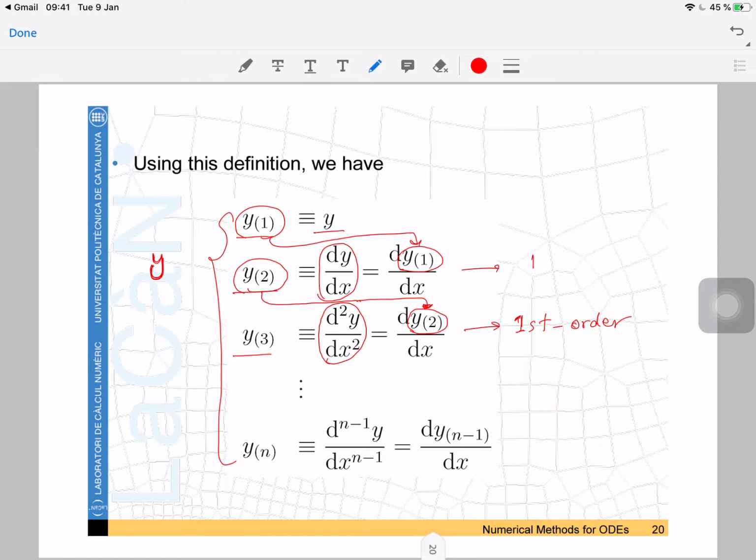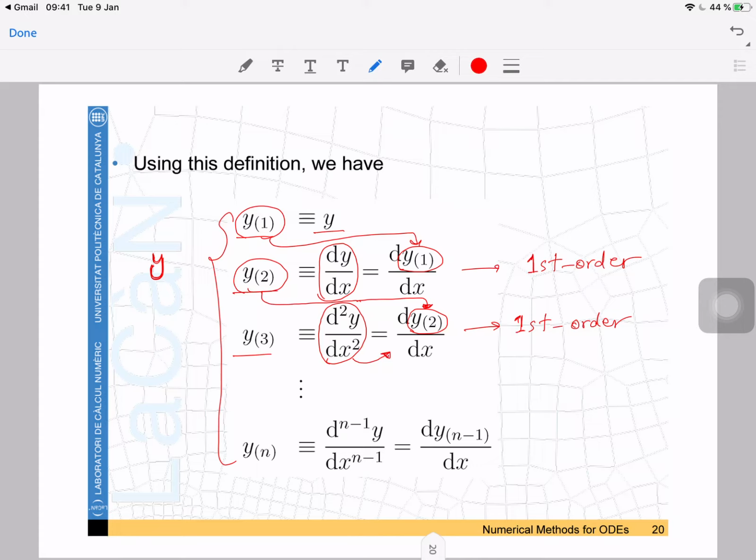This is also first order, the first order derivative of y with respect to x. So you see that all the components can be written as first order derivatives by using the previous components. The second order derivative becomes a first order derivative by using the previous component.